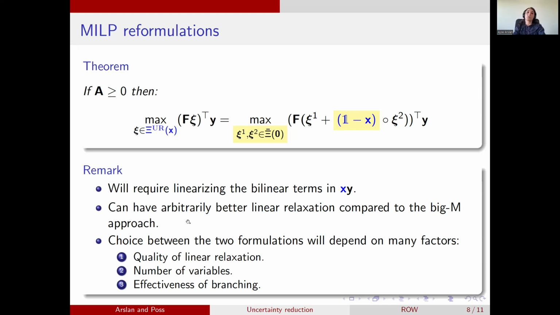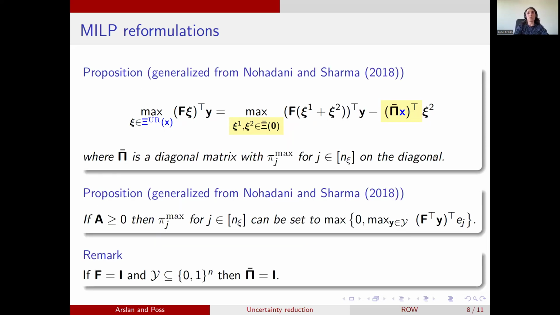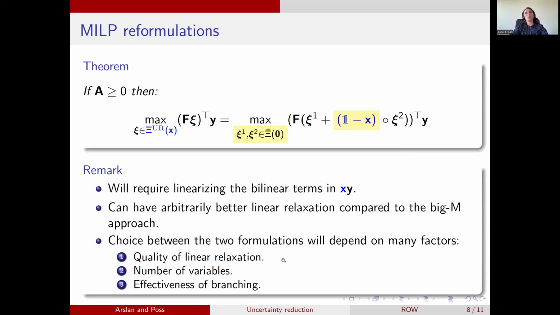We were also able to show that this reformulation approach can have an arbitrarily better linear relaxation compared to the big M approach that we presented previously in certain cases. But of course, the choice between these two formulations is kind of complicated, in the sense that in the second formulation, you will introduce some additional variables because of the bilinearity and because of the linearization of this bilinearity. So the improved linear relaxation comes at the expense of an increased number of variables.